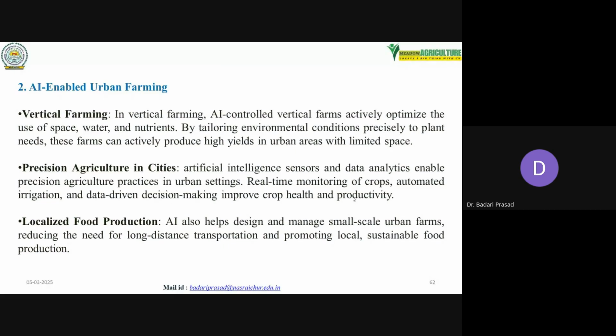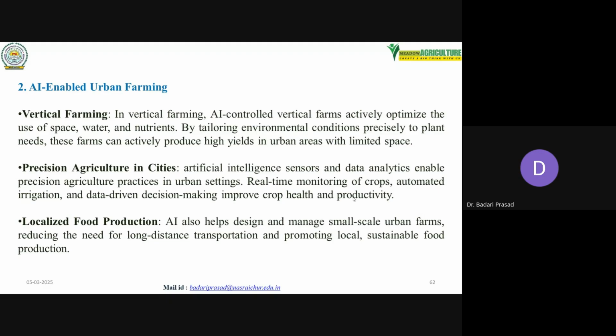AI-embedded urban farming. Vertical farming is one such form of urban farming, where land is a constraint, in which a farmer or any consumer can grow his food in his own house. AI-controlled vertical farms actively optimize the use of space, water, and nutrients by tailoring environmental conditions precisely to plant needs. These farms can actively produce high yields in urban areas with limited space.